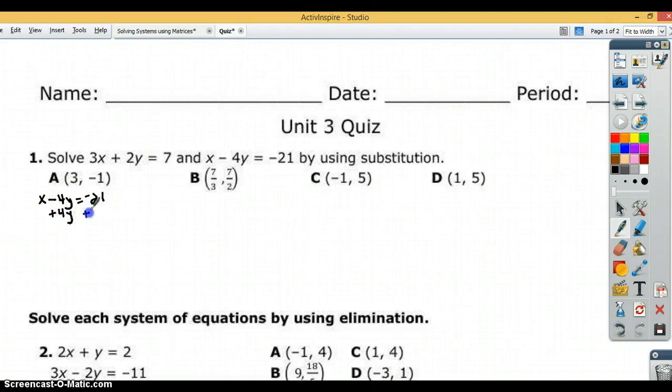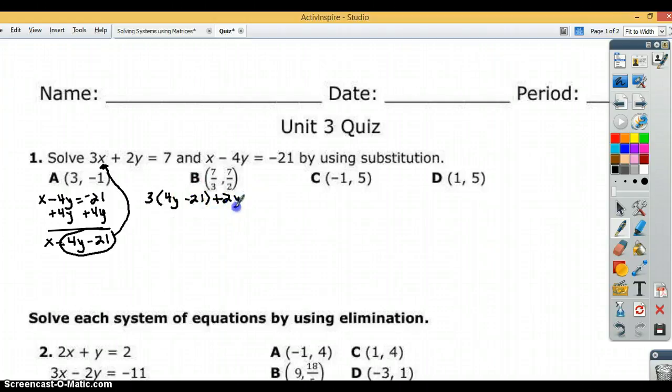I'm going to add 4y to both sides so I can solve this for x. We get x equals 4y minus 21. I'm now going to take this right here and put it in for x right there. Only x. So I'm going to rewrite this, but instead of x, I'm going to put this. So that means we have 3 in for x. We're putting 4y minus 21 plus 2y equals 7.